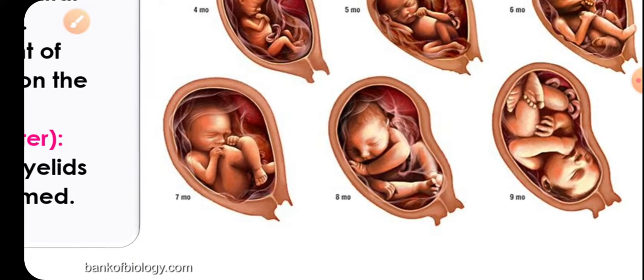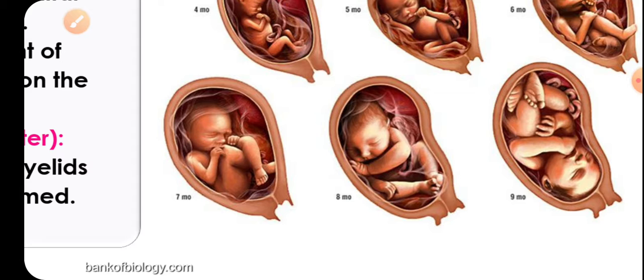In the seventh month, the cerebral cortex of the brain develops rapidly. The fetus is 41 centimeters long, and the weight will be around 1.35 kg.